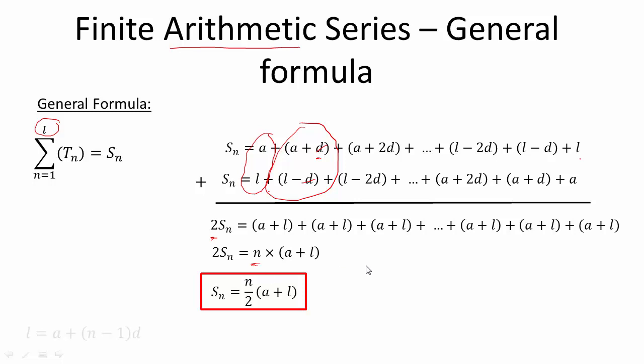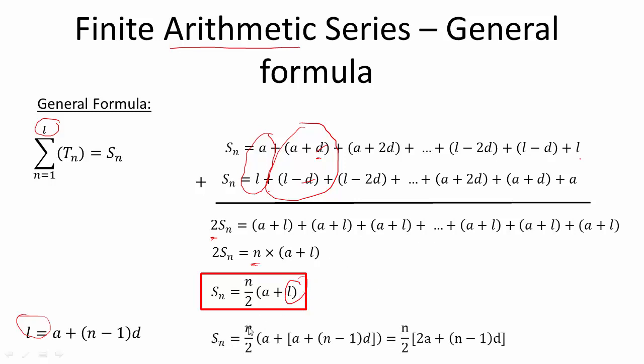Something else interesting to note is that L is the same as a plus n minus 1 times d. Why? This came from our general formula on the previous page. So here we can substitute this for L over here. And let's see what we get. We get Sn is n over 2, a plus, now we've just substituted, a plus n minus 1 times d, which equals n over 2 times 2a plus n minus 1 d. And this right here is our second useful formula.